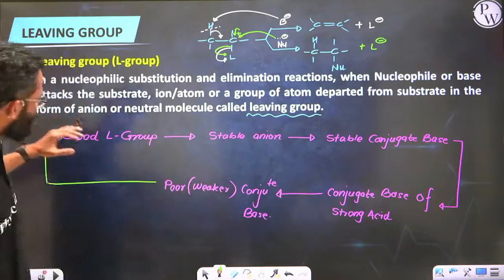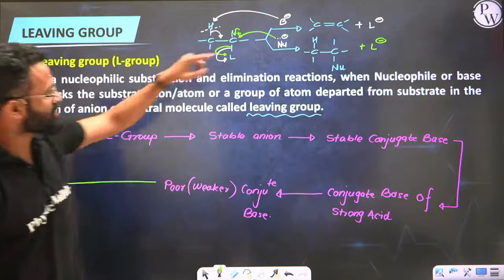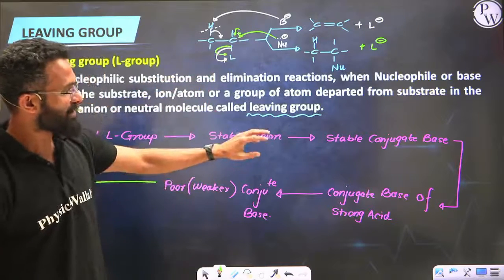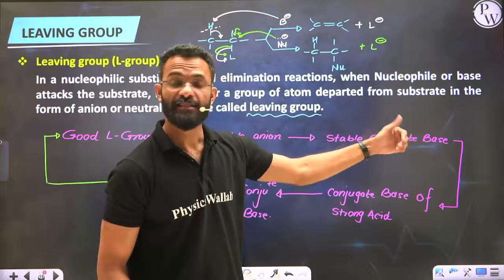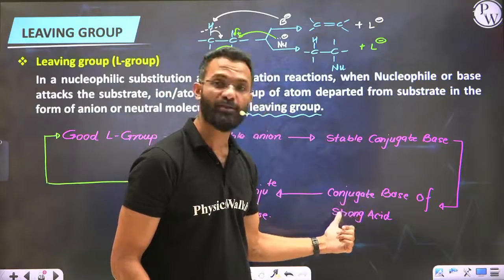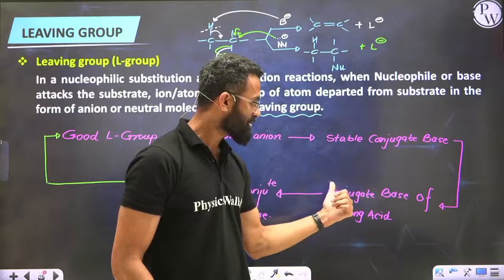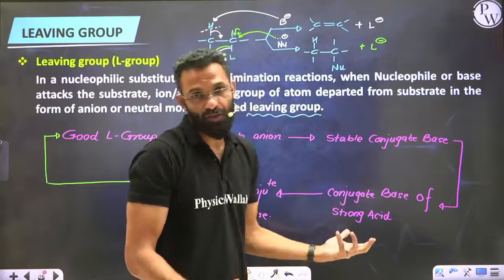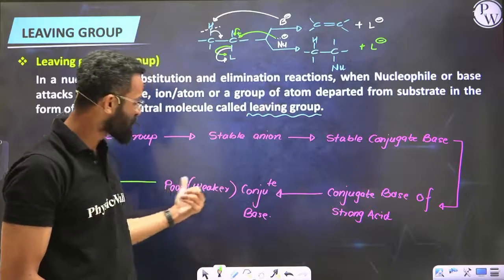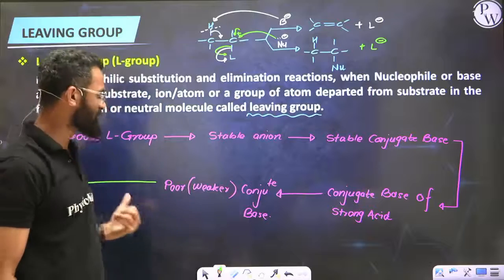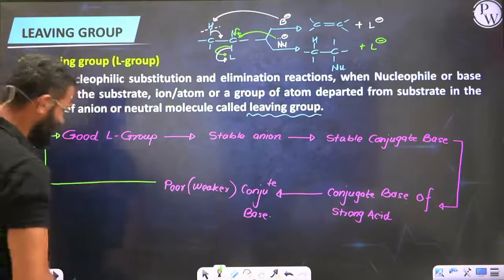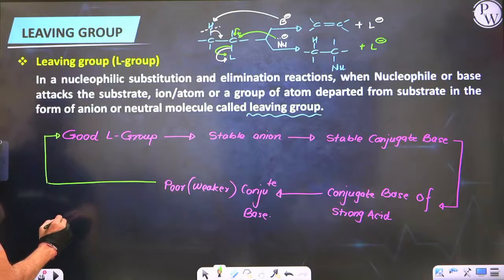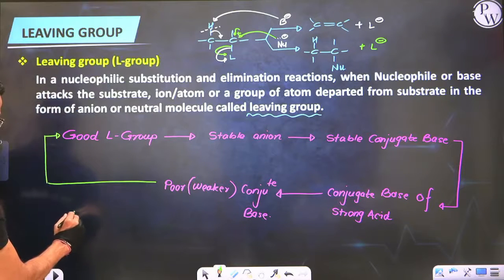I repeat, a good leaving group is one which is obtained as a stable anion. Anions are generally conjugate bases. So stable anion means stable conjugate base. A stable conjugate base you always get from a strong acid. So stable anion means a conjugate base of a strong acid. Strong acids' conjugate bases are always poor conjugate bases. Meaning, in other words, poor bases are good leaving groups. So I'll write down an important statement. Remember, poor bases are good leaving groups.